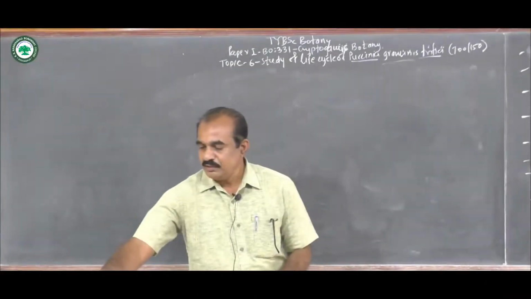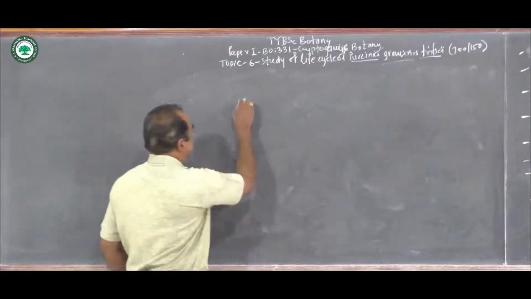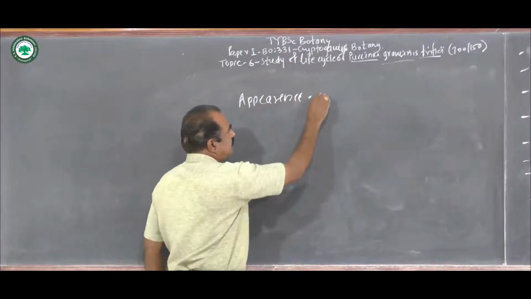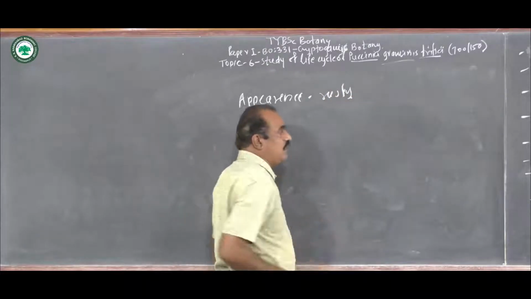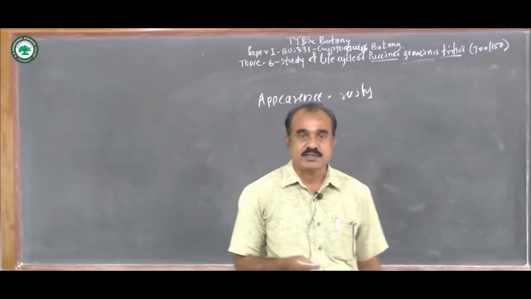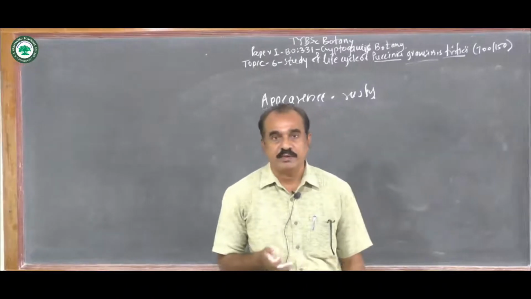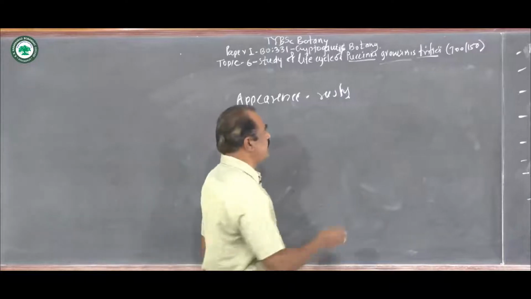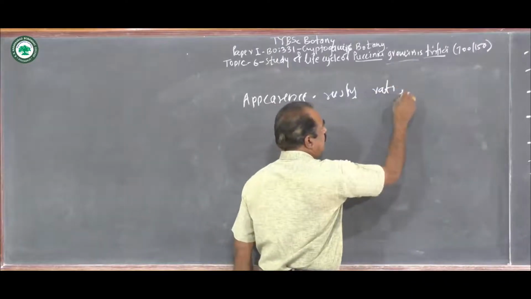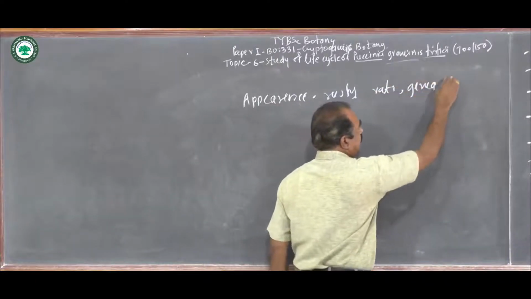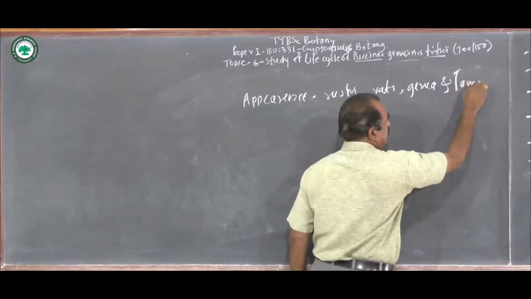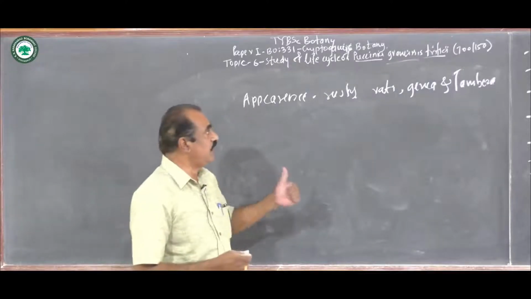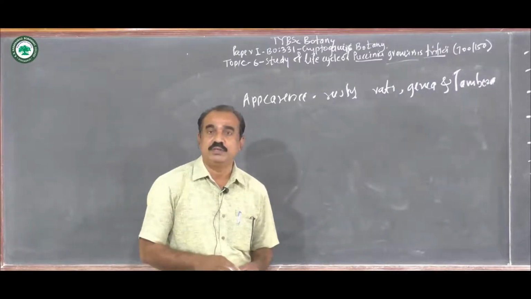Now the next character, that is the appearance. It is rusty in appearance, and so it is called the rust disease, found on the wheat and also on the barberry. According to the region, it has different names, for example Ratwa, Geru and Tamba. Now these are the different names of this rust disease, according to the region.